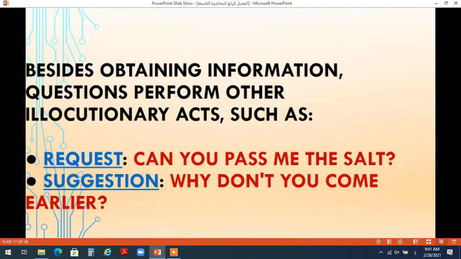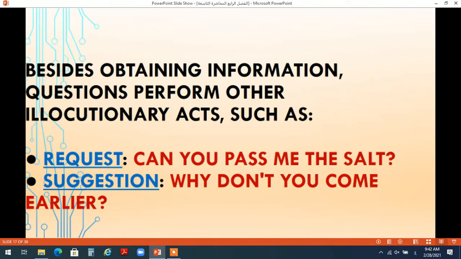Besides obtaining information, questions perform other illocutionary acts such as request or suggestion. إذن علاوة على أنه الأسئلة تقدم لنا معلومات محددة عن الشيء الذي نريد أن نسأل عنه، قد تستخدم الجمل الاستفهامية أحيانا كي تؤدي وظيفة تواصلية أخرى. هذه الوظيفة التواصلية الأخرى كان تكون طلب شيء معين a request أو تقديم مقترحات suggestions.